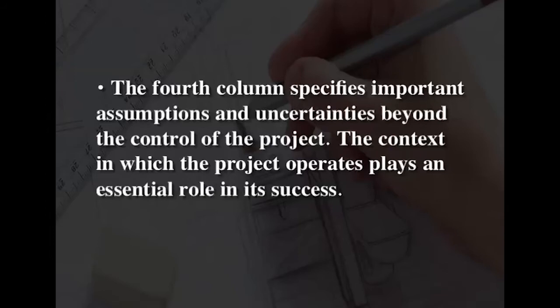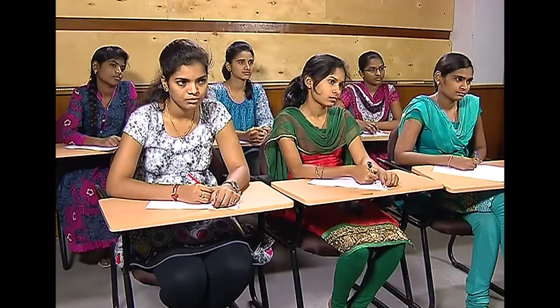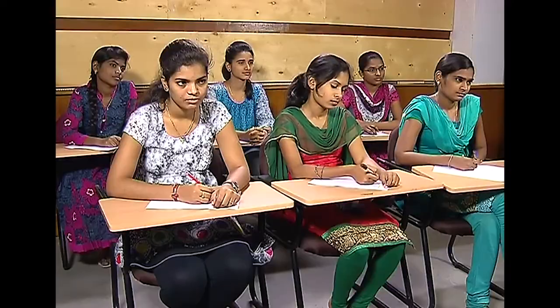The fourth column specifies important assumptions and uncertainties beyond the control of the project. The context in which the project operates plays an essential role in its success. Factors beyond the project's control may affect the achievement of the outputs. For example, a major unexpected flood or drought can provoke substantial crop failures regardless of the successful implementation of a rural development project. Such events or conditions are identified in the assumption analysis and incorporated into the project design.